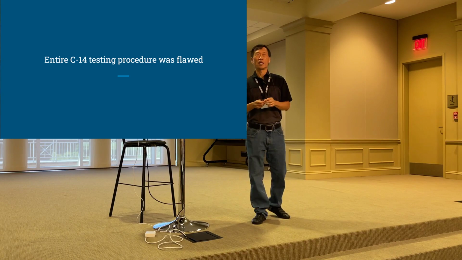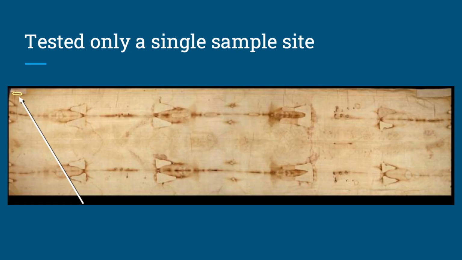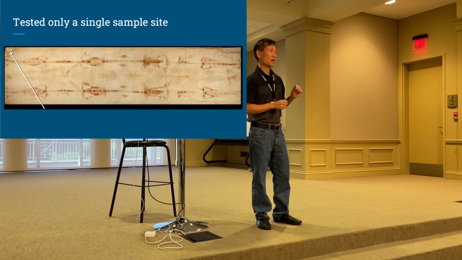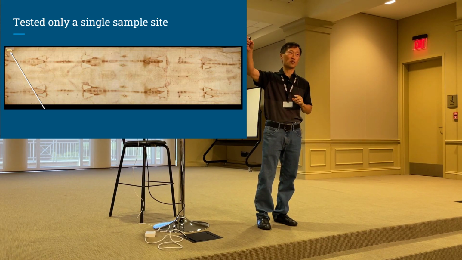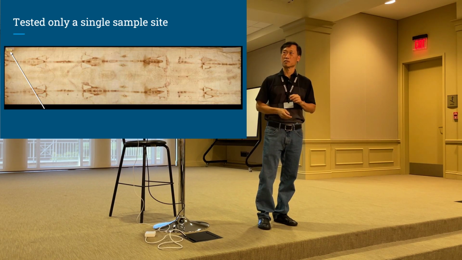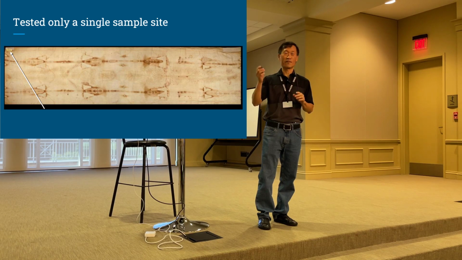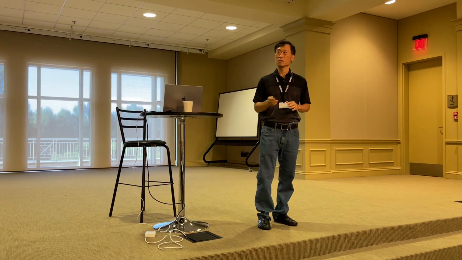First of all, if you're going to do carbon-14 testing, you would like to take several samples in several different places. And they only took one sample, one place, top left corner. And so if that was off, you have nothing else to fall back on.